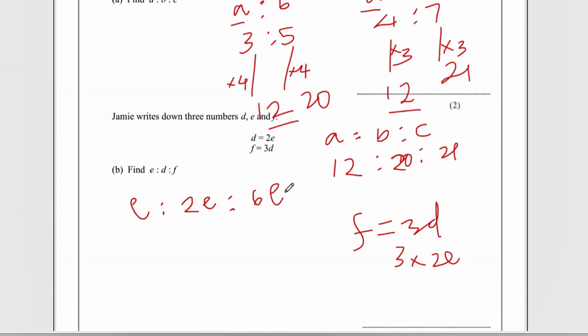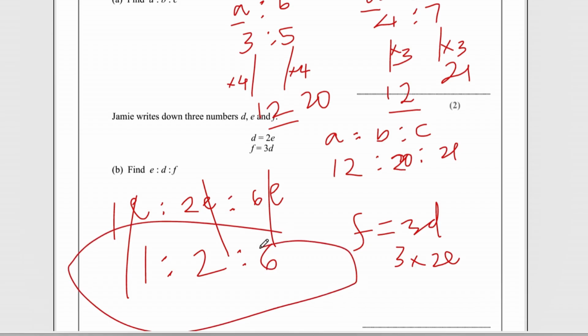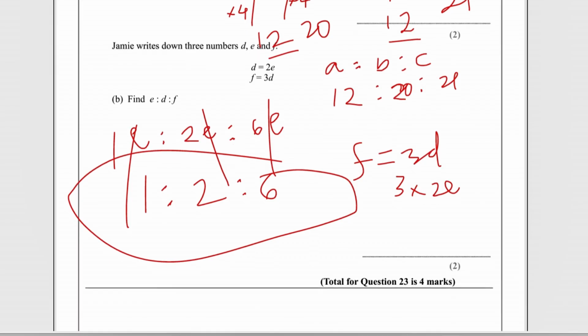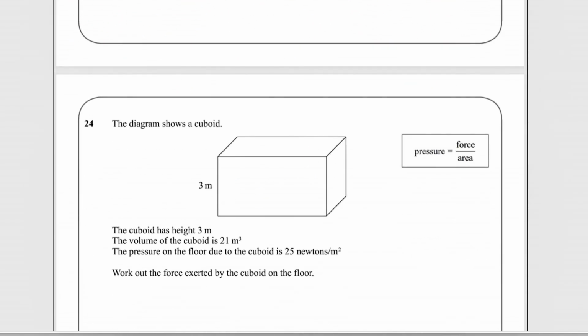Okay, so that means that F is 6E. So by the time you simplify, E will divide E will divide E, and you have one left here. So this is E to D to F is 1 to 2 to 6. I hope you get it. 1 to 2 to 6 will be the answer. Okay, we proceed to the next one.